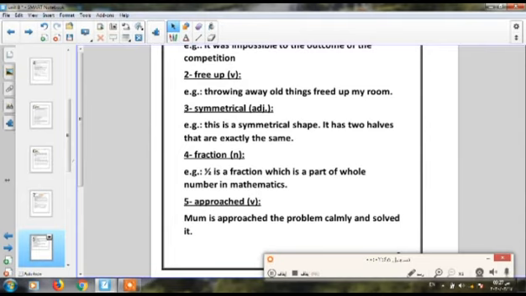And then the last word for today is the word approach. Approach is a verb. It means to deal with a problem. Like when I say, Mom approached the problem calmly and she was able to solve it. My mom was dealing with the problem in a calm way, and because of that, she was able to solve it.